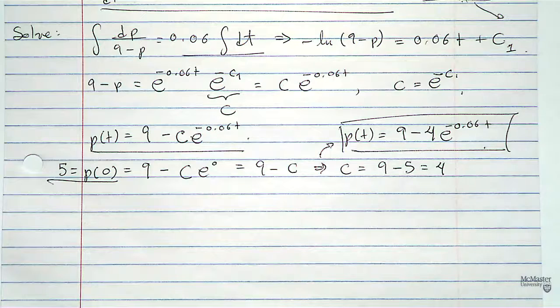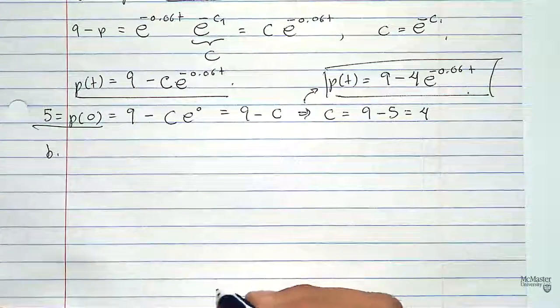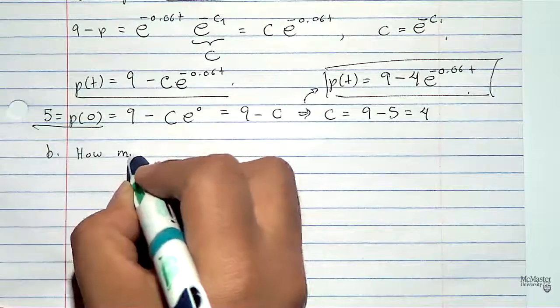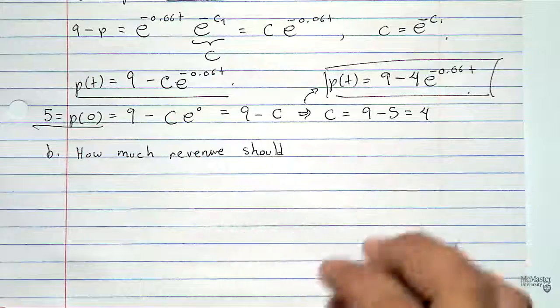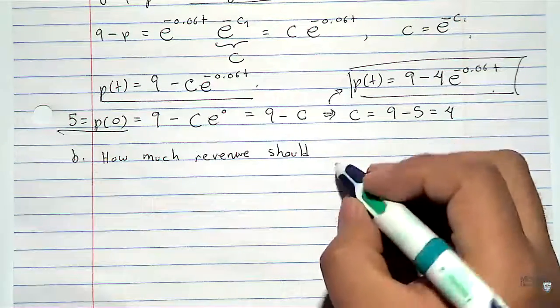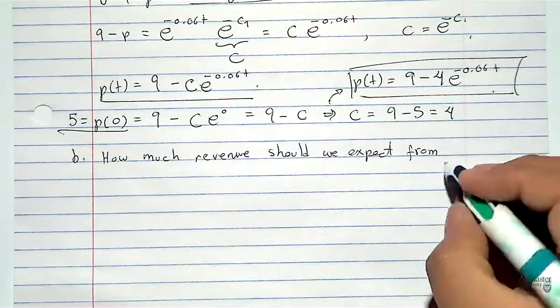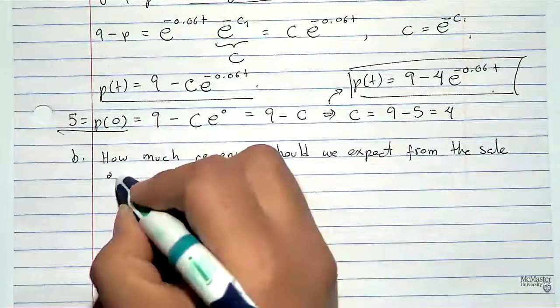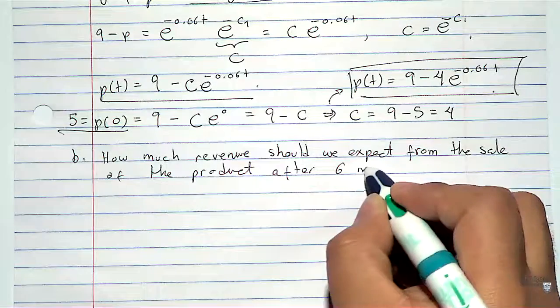So the second indication is: how much revenue should we expect from the sale of the product after 6 months?